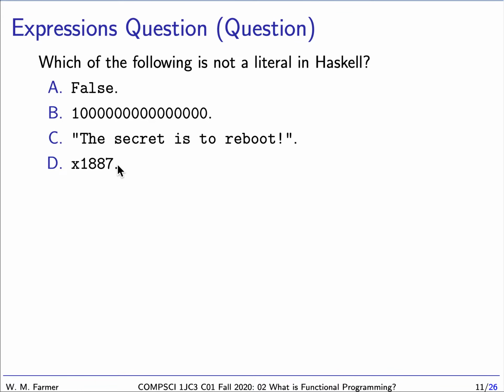And finally, the last one is not a literal. This expression is actually an identifier. It doesn't tell us in a literal way what its value is. Its value could be, as far as we know, almost anything. So this is the answer.